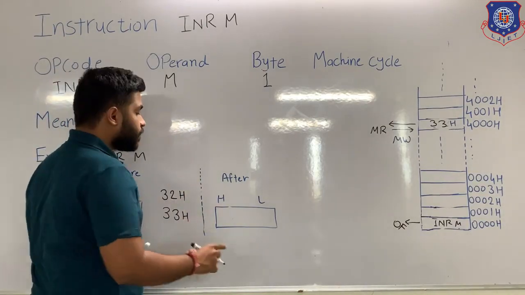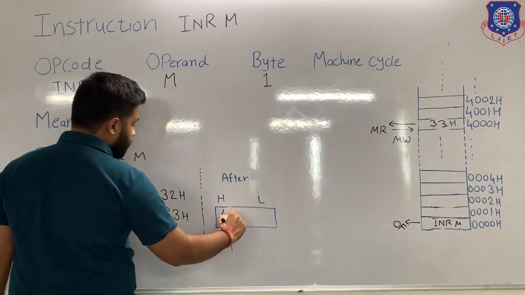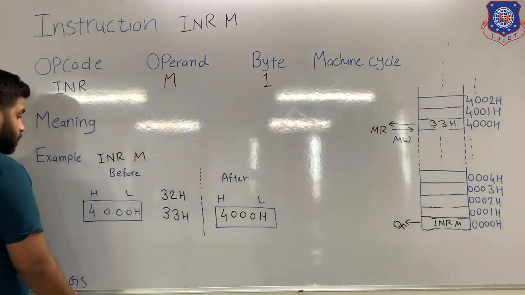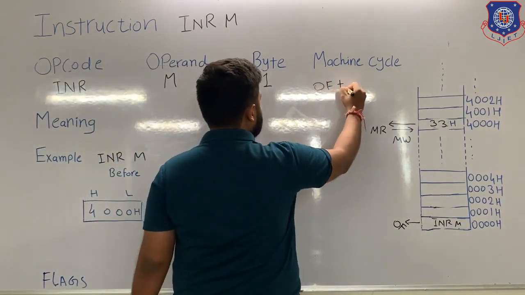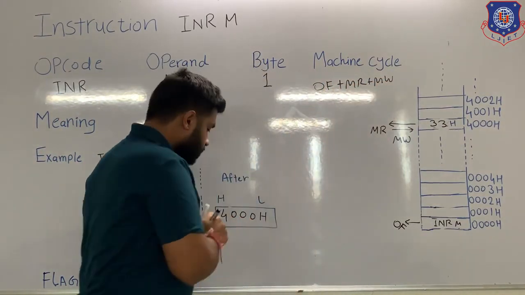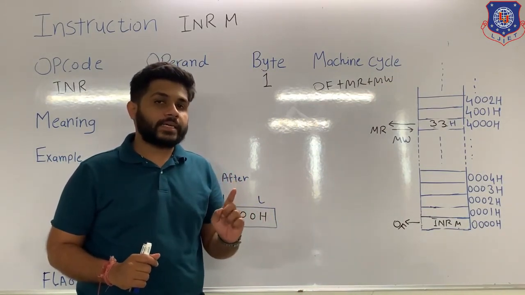Now, what will be the content of the HL pair after the execution? After the execution, the content of the HL pair will remain unchanged, that is 4000H. And how many machine cycles are required? Opcode fetch plus memory read plus memory write. And for the increment instruction, all the flags will be affected apart from only one flag, that is the carry flag.